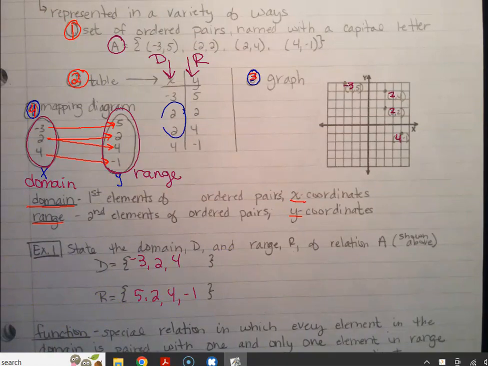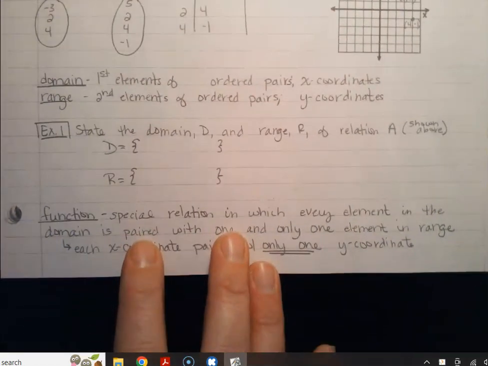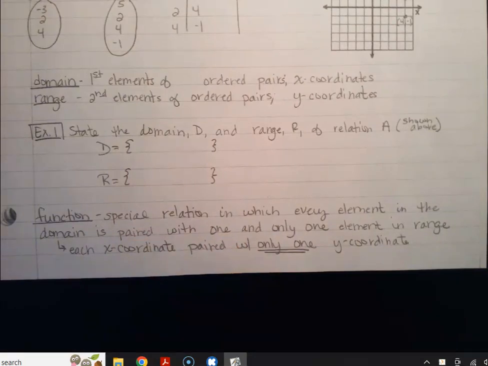What is a function? Okay, so a function is a special relation. Okay, so a function is a what? It's a special relation, but it is a relation. Okay, but yes, it is special. It's a relation in which every element in the domain is paired with one and only one element in the range. So each x coordinate is paired with only one y coordinate. So each x is paired with only one y.